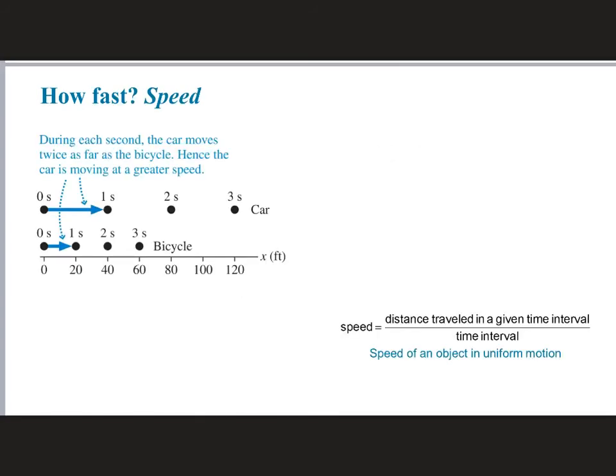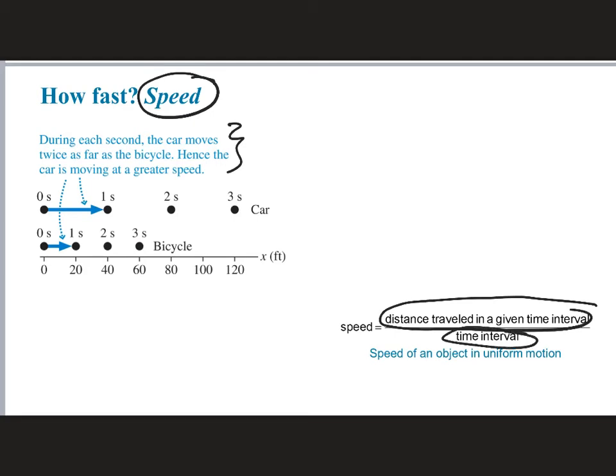Finally, we want to know how fast something is going. The quantity that answers that is speed. Speed can actually get quite complicated, but just in a nutshell, speed is a measure of how much or how far something moves in a given amount of time. It's the total distance traveled divided by the time interval.